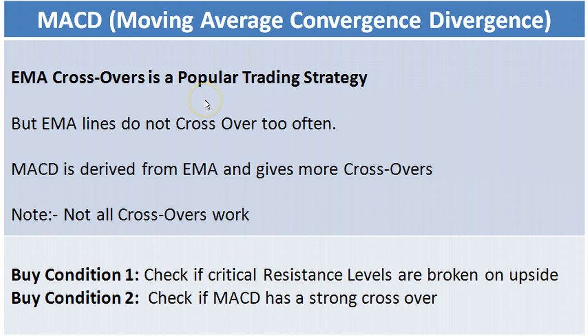And coming back to the topic, EMA crossovers are a popular trading strategy. So basically what we normally do is when there's a crossover on the upside, traders look to go long, and when there's a crossover on the downside, traders look to go short. But the problem with the EMA crossover is that it's not going to give too many crossovers.